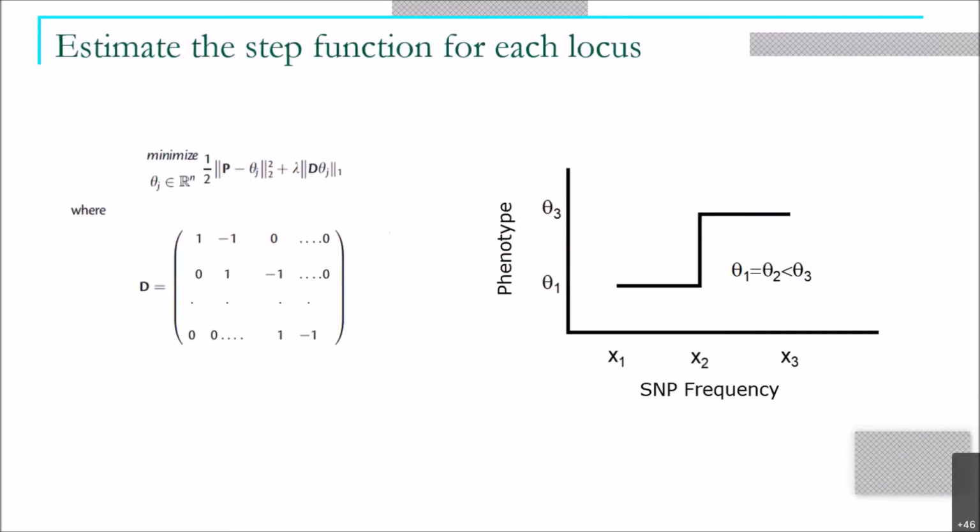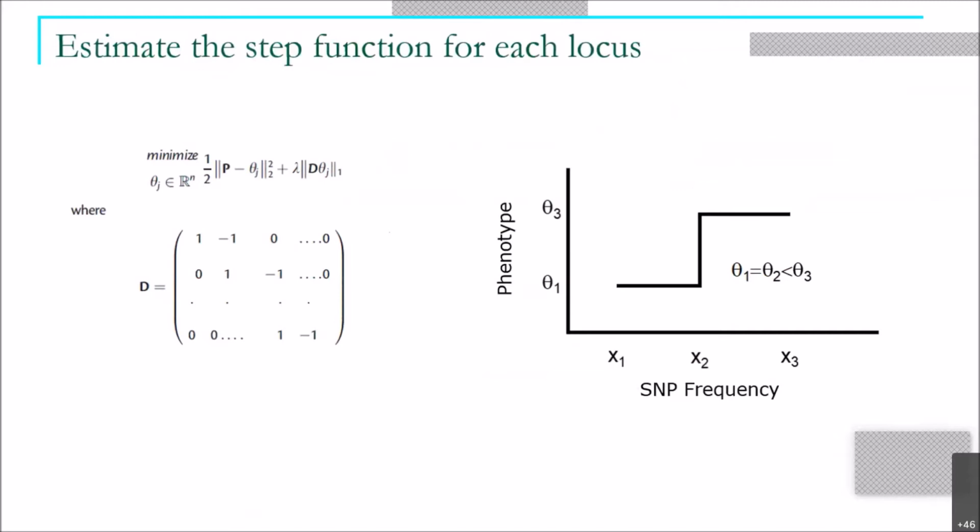The per locus machine learning minimization problem is shown in the upper left-hand equation, which is basically on the p minus theta sub j term, minimizing the deviations of the observed phenotype from a step function defined by thetas. And the step functions are shown in an example graph on the right, where you have the phenotype versus SNP frequencies. And those aren't the frequencies of three different SNPs, X1, X2, and X3.